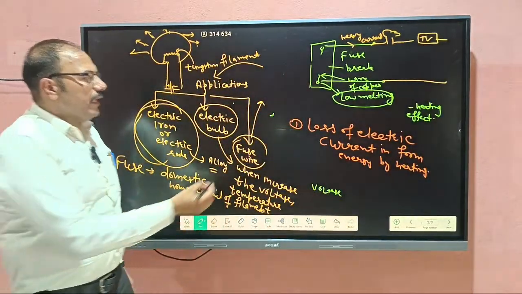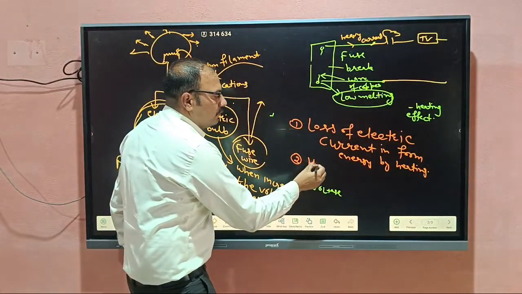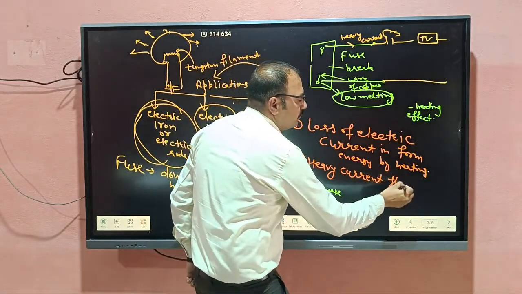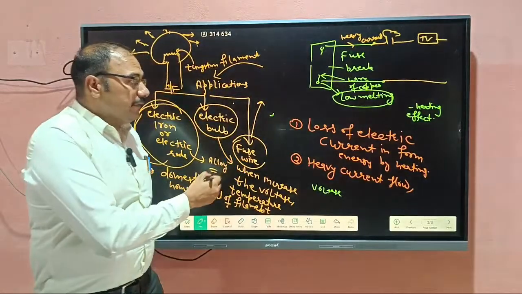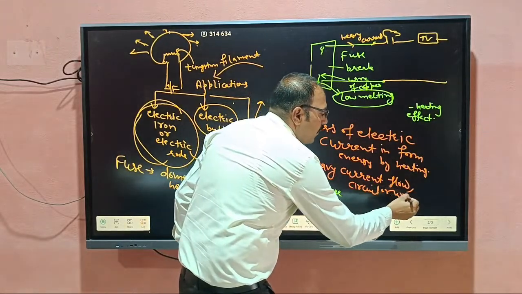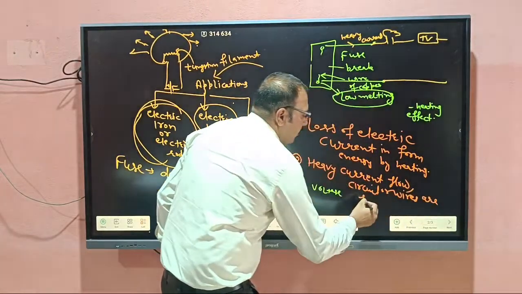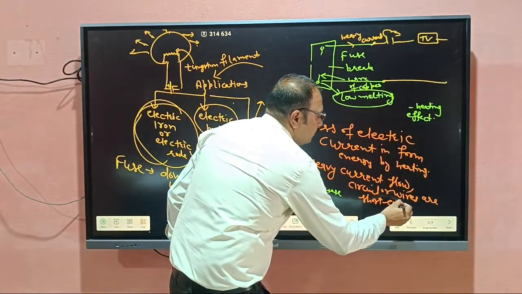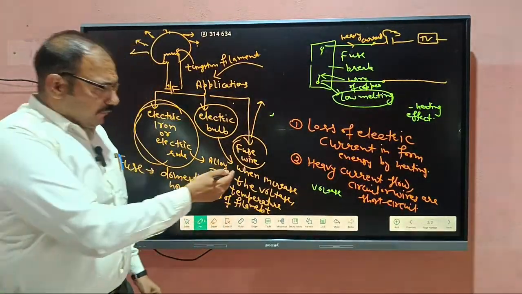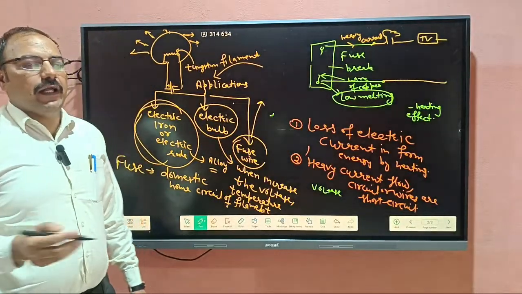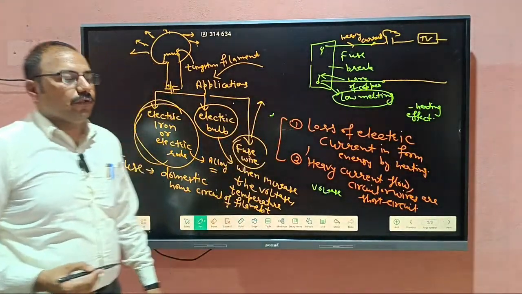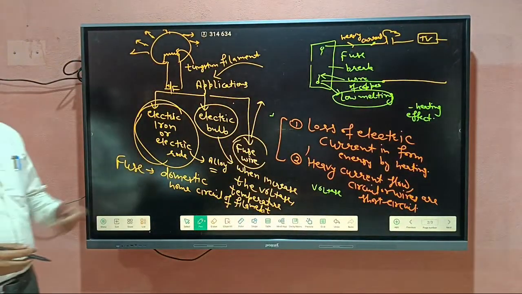And second, what happens when heavy current flows? Then the circuit or wires are short circuited. Due to the short circuit, many times the wire catches fire and all things are damaged. So these are the main disadvantages of the heating effect. These are the topics which were left in the previous slide.